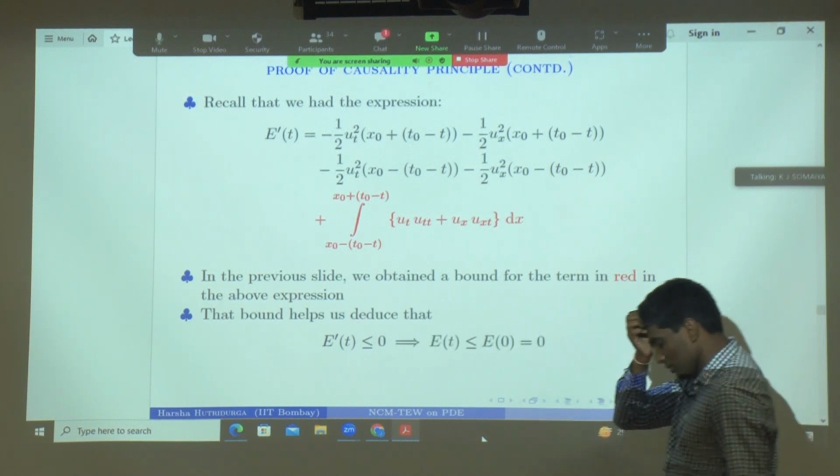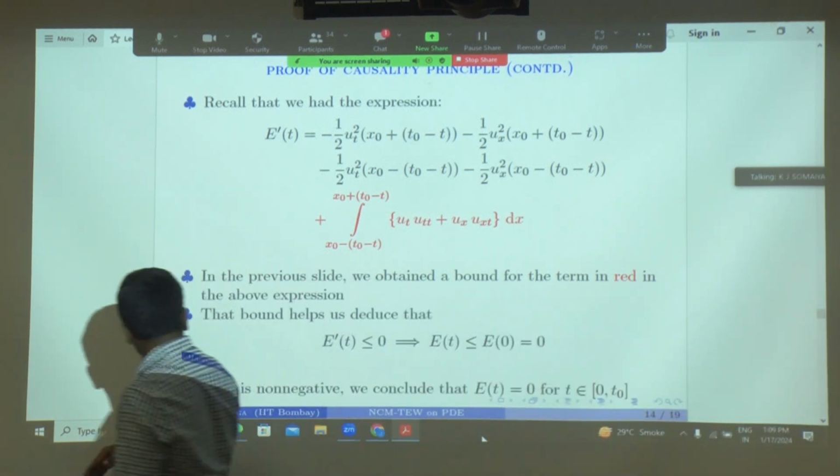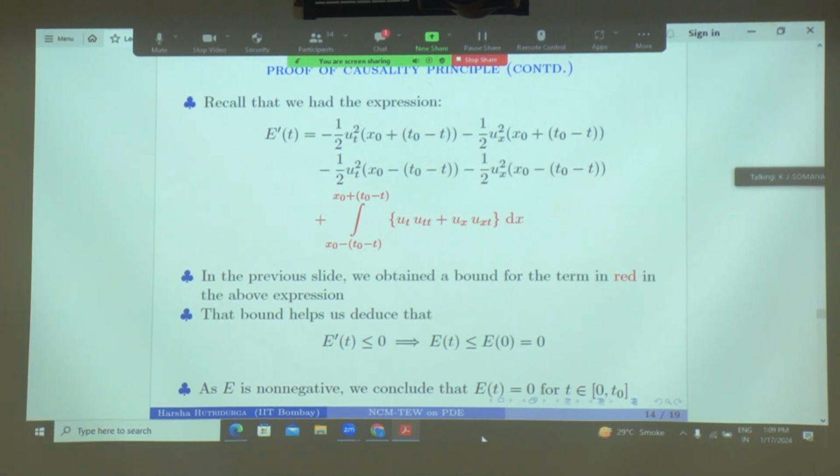And that's how you get E of t is 0. Okay? Non-negative, we conclude E of t is 0. And we already argued that if you show E of t is 0, then the integrand should vanish. That means the gradient should vanish. That means the function should be constant. And because the function is constant on the bottom, it should be that 0 function.